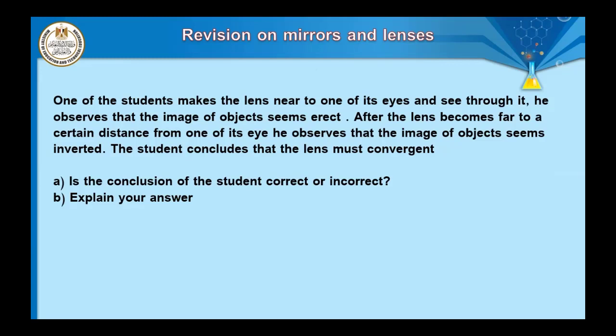This conclusion is correct because only a convex lens forms two types of images, either real inverted or virtual upright. So this conclusion is correct for the student, as it is a convex lens. This lens forms a real inverted image when the object is at a distance greater than double the focal length, or at the center, or between the focus and the center, and also when the object is very far from the lens. But there is only one case to form an upright image: when the object is at a distance less than the focal length. So the conclusion of this student is correct.